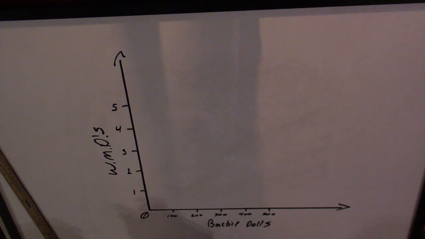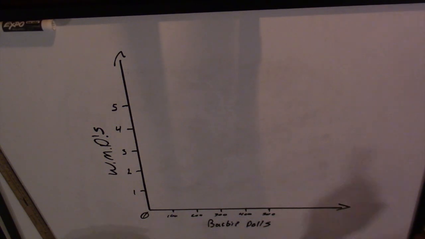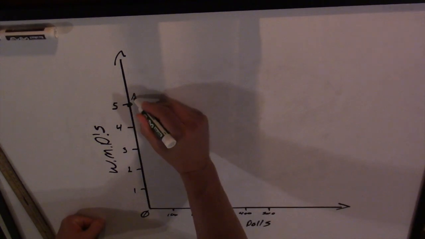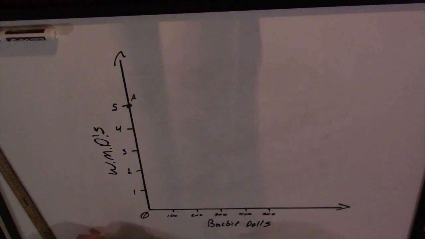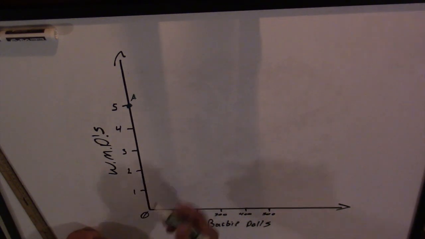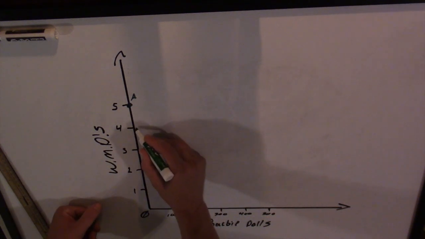So it is important that your meter is correct, though the meter on the 2 lines can be different because your production possibilities are going to be different. Now I'm ready to graph. If you remember our first point, point A was going to be 5 WMDs and 0 Barbie dolls. So if I go straight up to 5 WMDs and 0, which is right on the line, that's going to be point A.